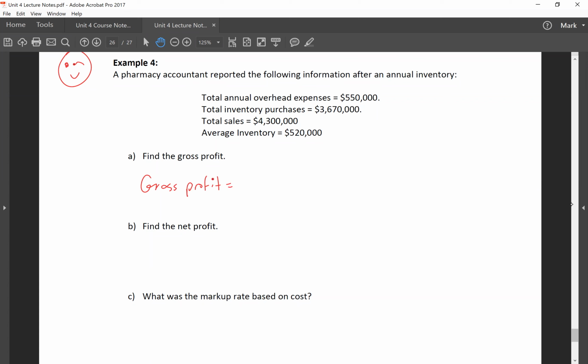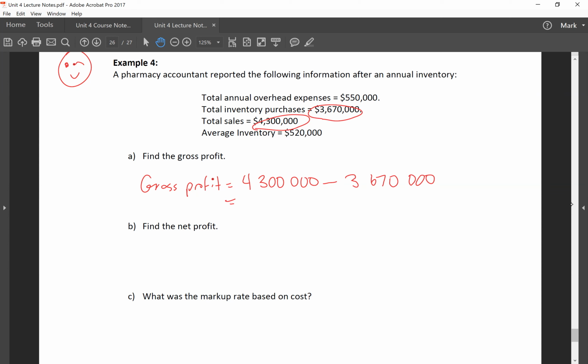Gross profit is going to be your total sales, or how much money you made. The formula is your selling price minus the cost. My selling price is 4.3 million and my cost is 3.6 million, or more specifically, $3,670,000. So I subtract those and I get my answer.